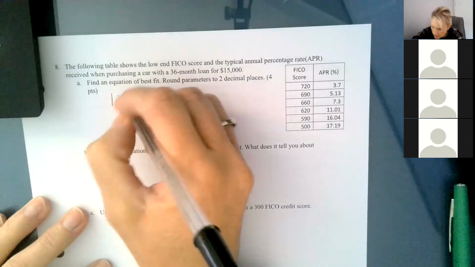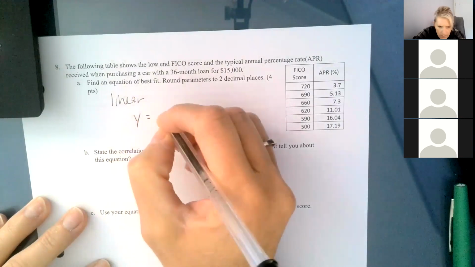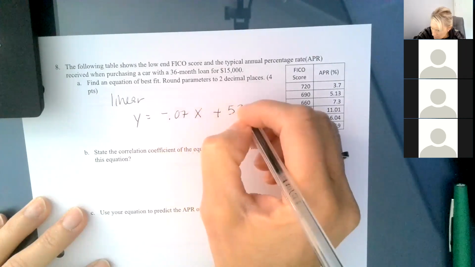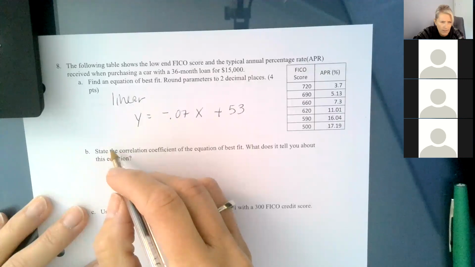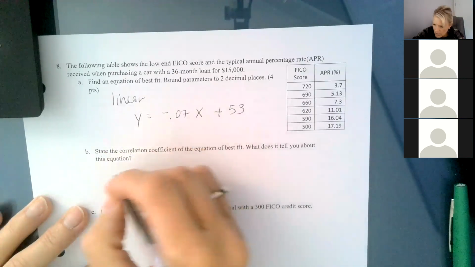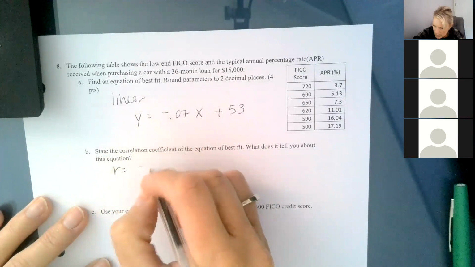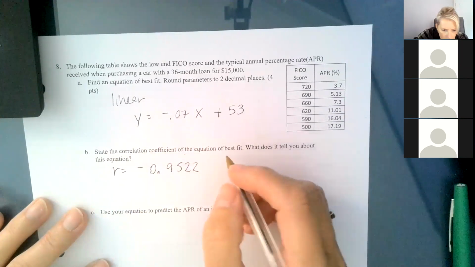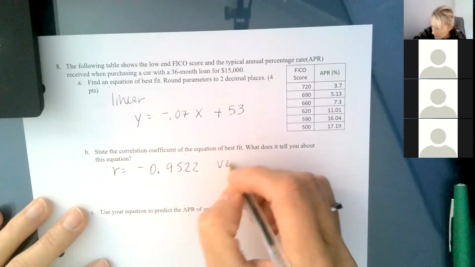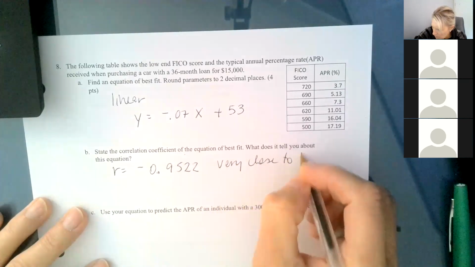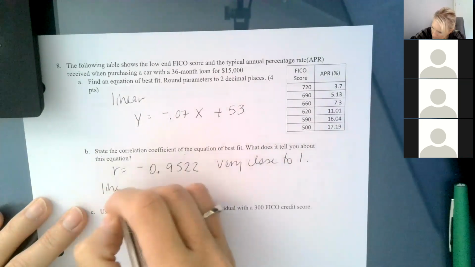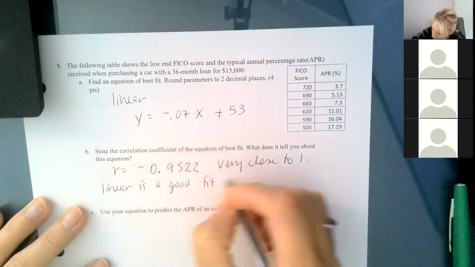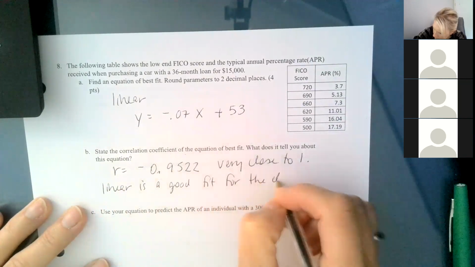So we're choosing linear. So we have -0.07, it said 2 decimal places, x plus 53, and state the correlation coefficient, which we use the linear, which is -0.9522. What does it tell you about this equation? So very close to -1. Linear is a good fit for the data.